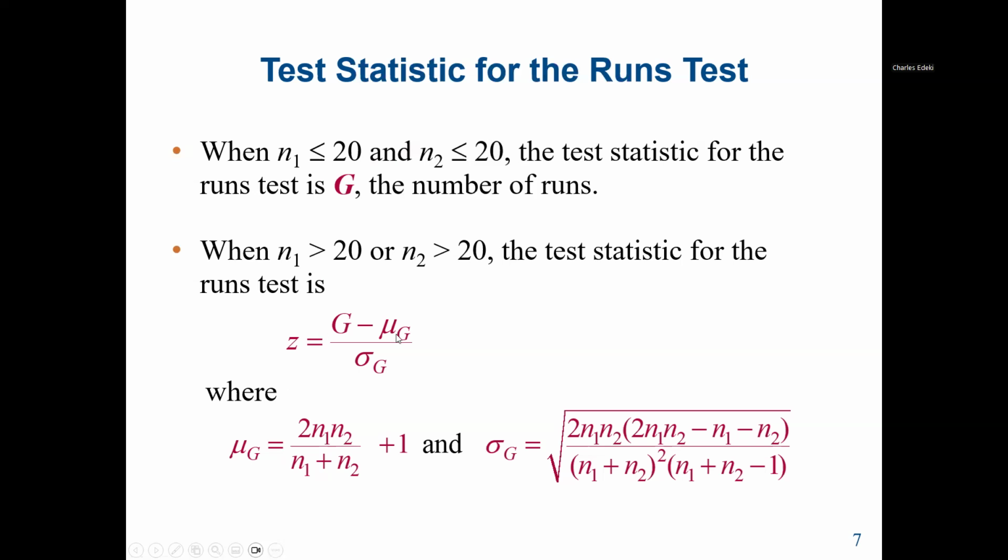Where mu G is given as 2 times N1 times N2 divided by N1 plus N2, plus 1. And sigma G is given as the square root of 2 times N1 times N2, parentheses 2 times N1 times N2 minus N1 minus N2, divided by N1 plus N2 all squared, times N1 plus N2 minus 1. This is if the sample sizes N1 and N2 are greater than 20.